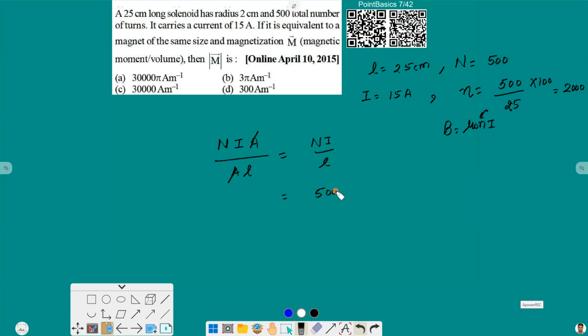N is 500, current is 15, length is 25 centimeters, so 25 by 100. So 2000 into 15, that will be 20 into 15. That will be 300 into these two zeros. So that will be 3 into 10 raised to 4. That is option C for us. Moving to the next one.